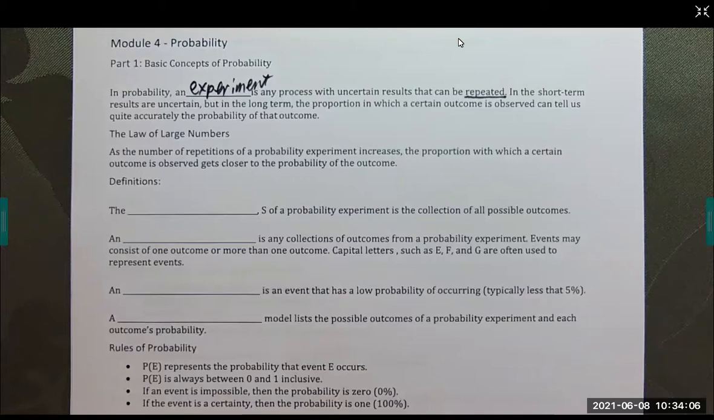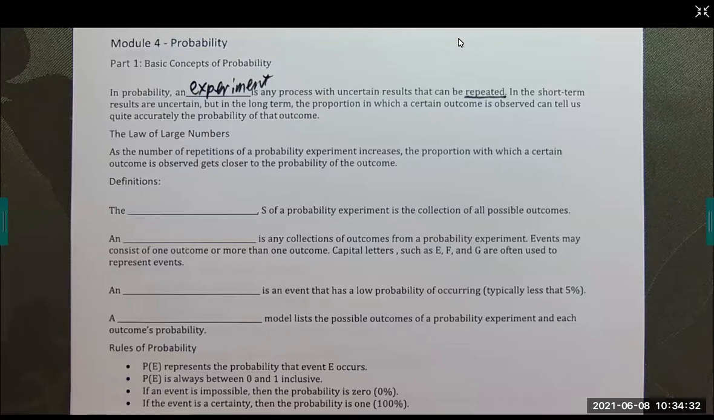In the short term, results are uncertain. In the long term, the proportion in which a certain outcome is observed can tell us quite accurately the probability of that outcome. And that brings us to the law of large numbers. Basically, what the law of large numbers says is the more you do the experiment over and over again, you're going to get more and more accurate at the proportion that you're looking for.